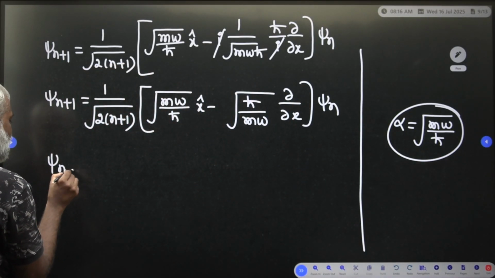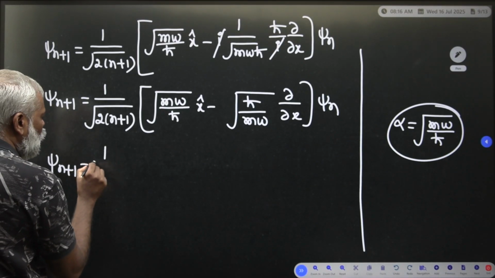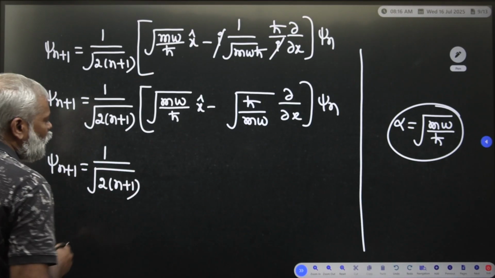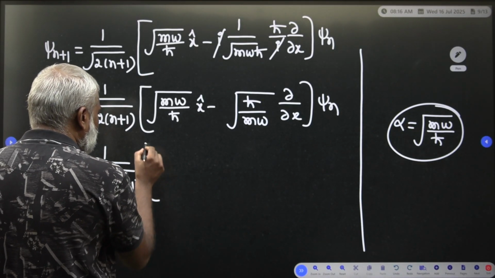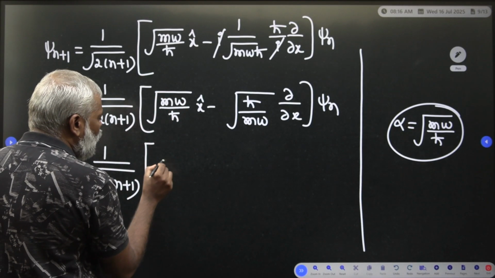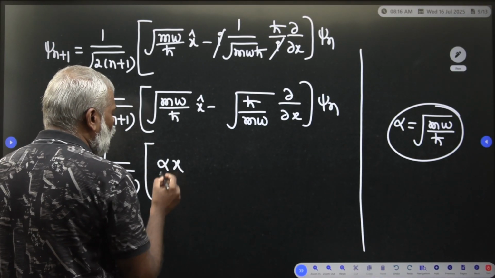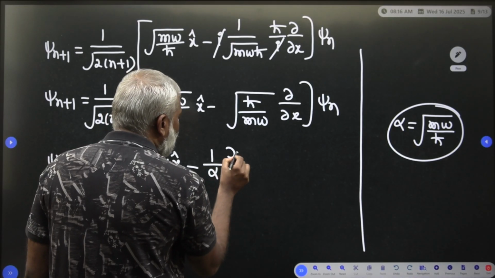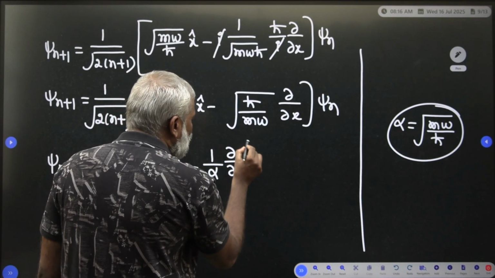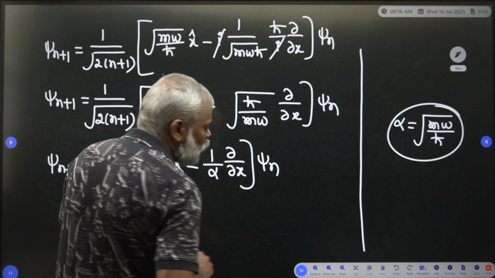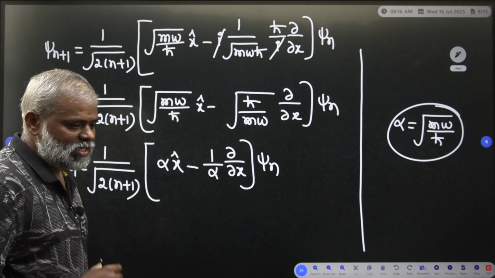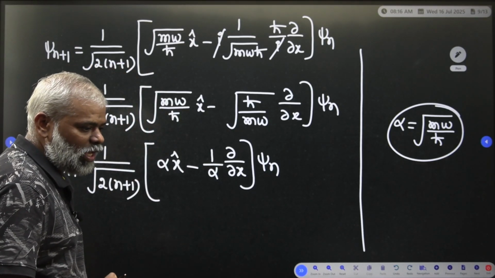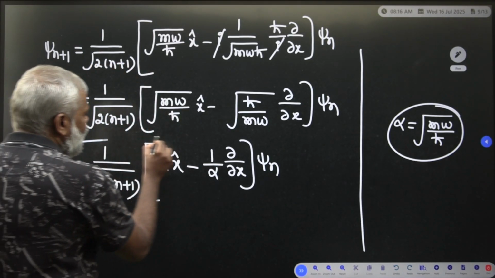So therefore psi n plus 1 is equal to 1 by square root of 2 into n plus 1, square root of m omega by h cut is equal to alpha, into x cap minus 1 by alpha into dou by dou x of psi n. You have to write it as dou by dou x of psi n. Are you able to take it? Clear? So this is the value you have to see.